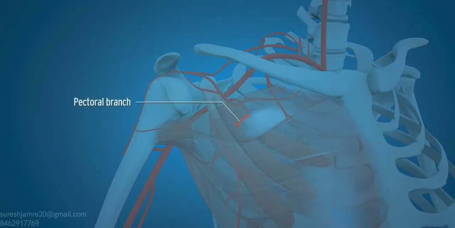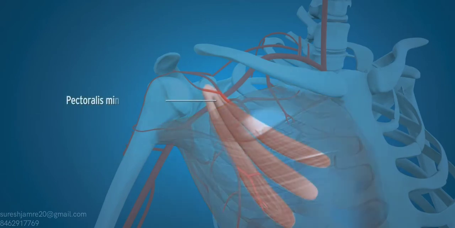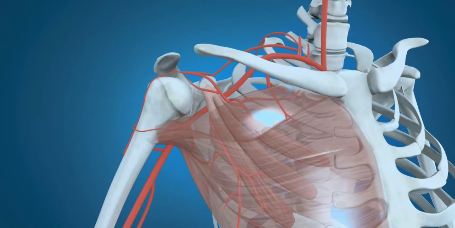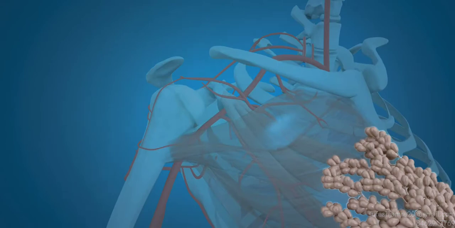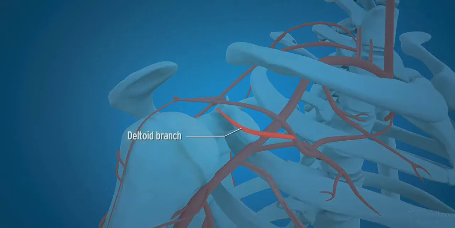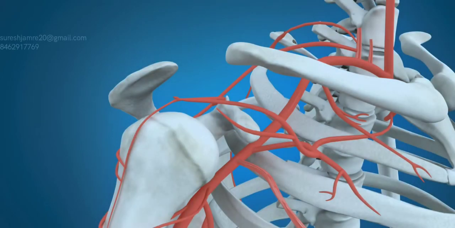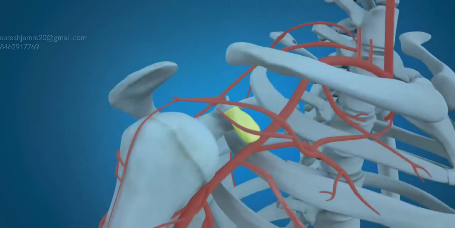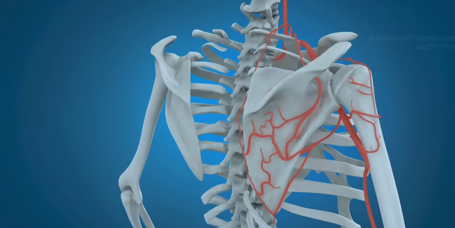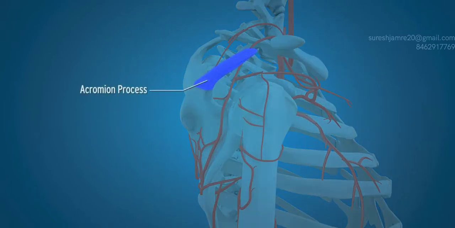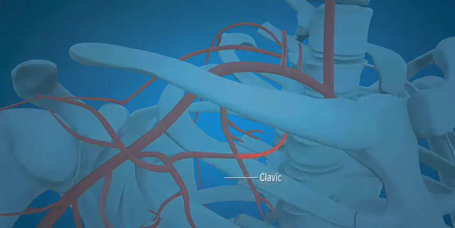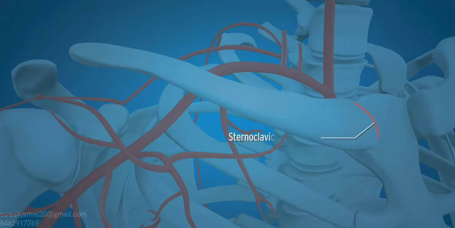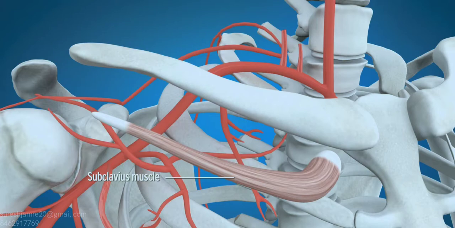The pectoral branch passes between the pectoralis major and minor muscles and supplies both. It also gives a few branches to the mammary gland. The deltoid branch courses in the deltopectoral groove. The acromial branch passes above the coracoid process of the scapula and joins the scapular anastomosis at the level of the acromion process. The clavicular branch supplies the sternoclavicular joint and the subclavius muscle.